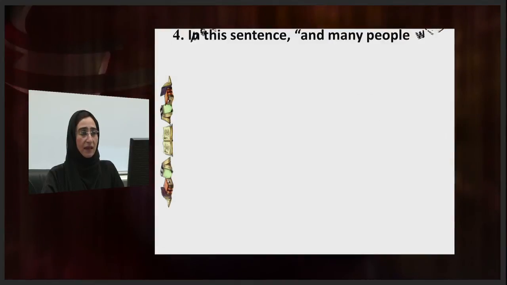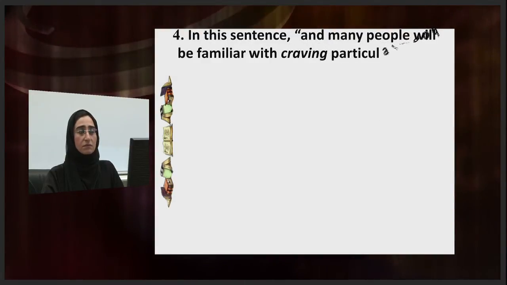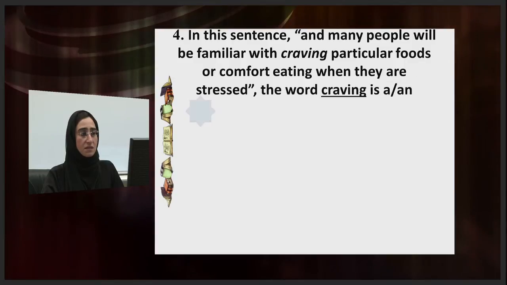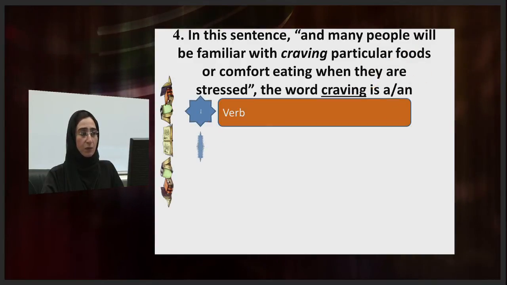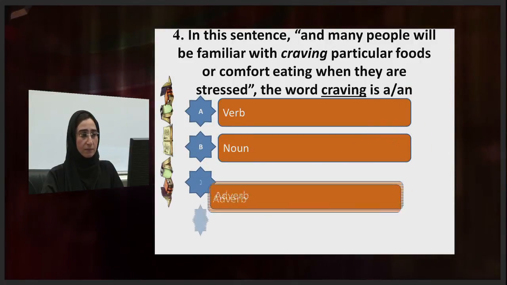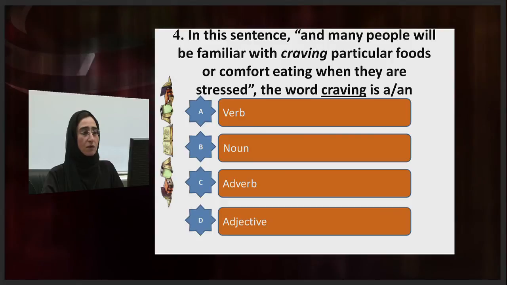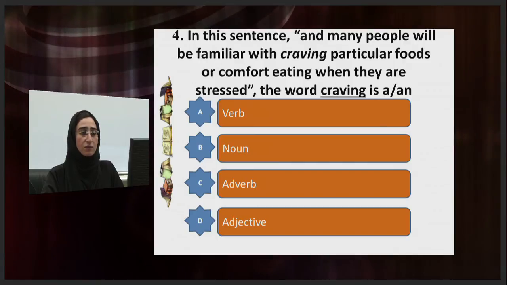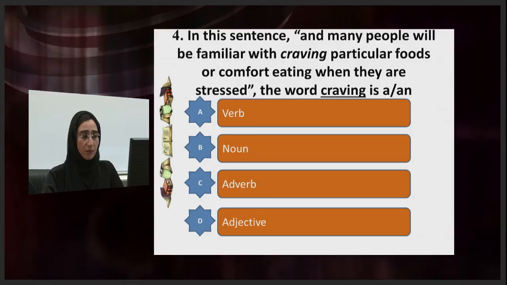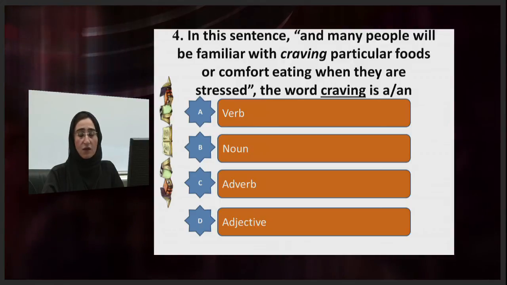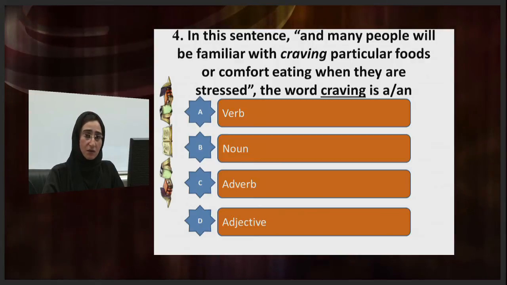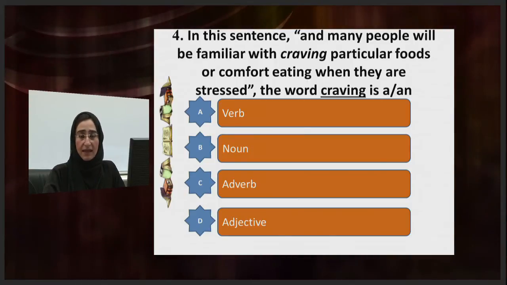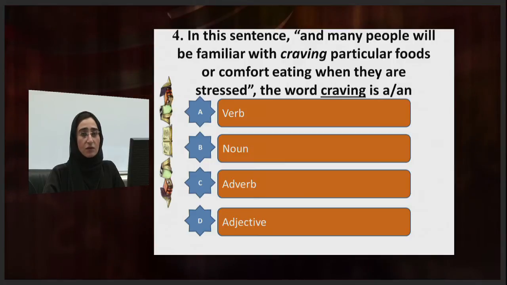Question number 4, and it's dealing with the word meaning also. This sentence: many people will be familiar with craving, particularly foods, or comfort eating when they are stressed. The word craving is a or an verb, noun, adverb, or adjective. So we are having the word, but we are not asking about its meaning. We are asking about the word class of the word. So we need to go back to the text itself and think about it very well.